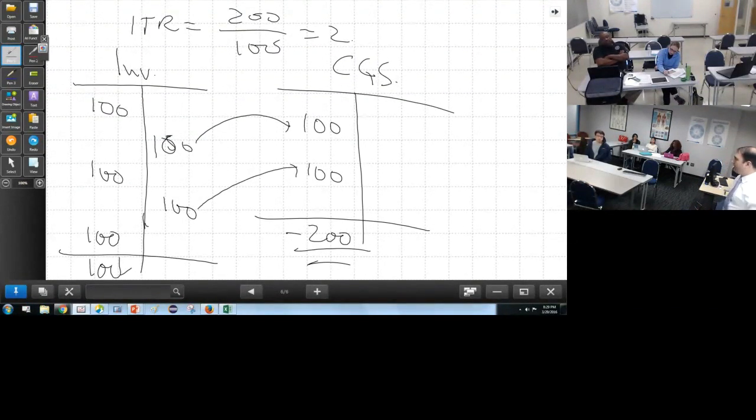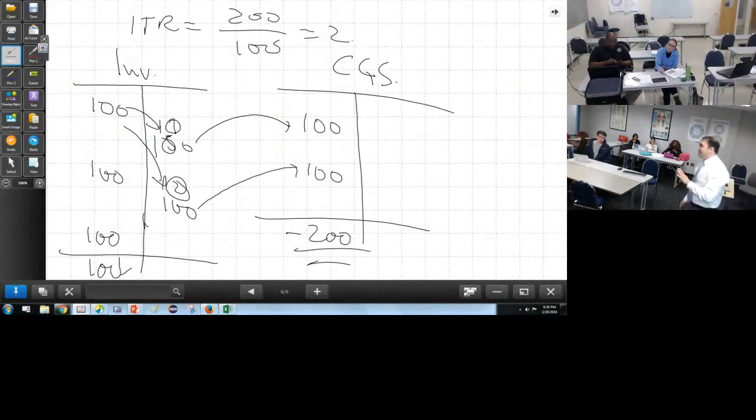Okay? They were able to sell the inventory to what? 2% of the inventory or just 2? Two times. Like the cost of goods sold is 2 times the inventory balance. In other words, the inventory was sold 2 times, 1 time and 2 times during this particular financial period. And if this is 1 year, that means it took 6 months for the company to sell its inventory. Make sense?